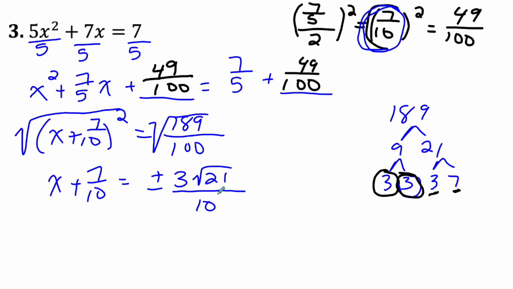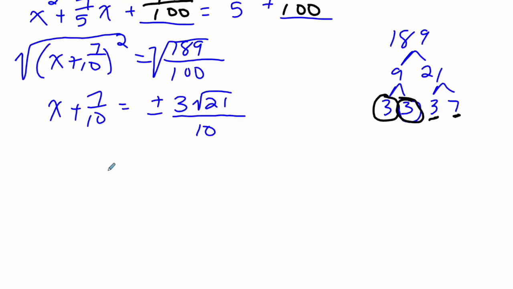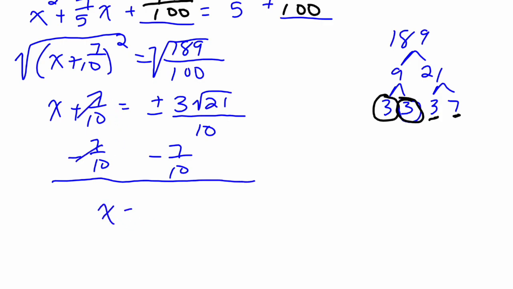Okay, so let me move this up a little bit. Last step, we need to subtract 7 over 10 from both sides to get our final answer. And also, I want to remind you that you have the option of putting these together into one fraction, but that's not what we need to do. What we need to do is just get our answer here.